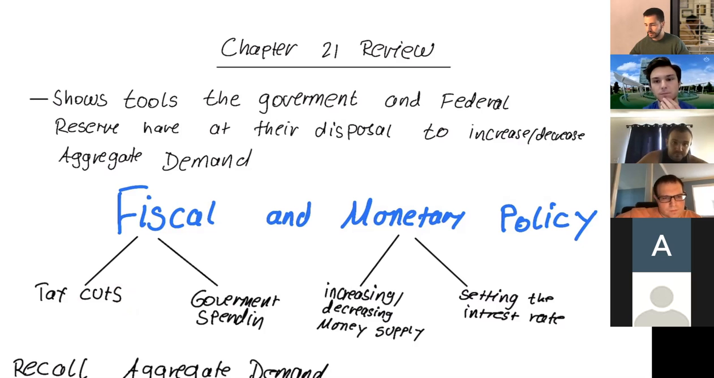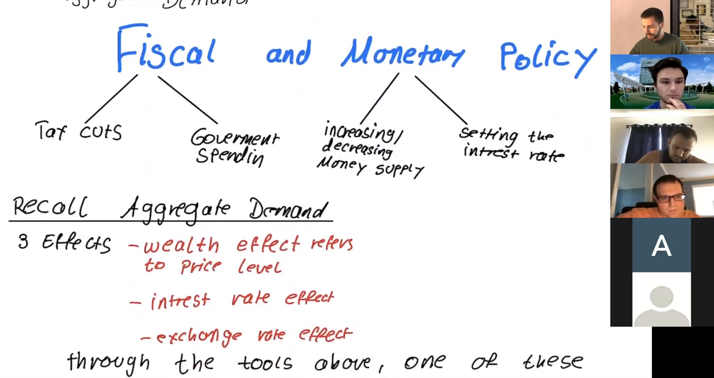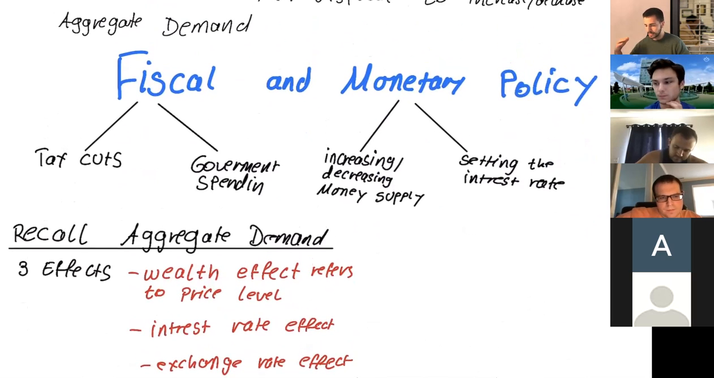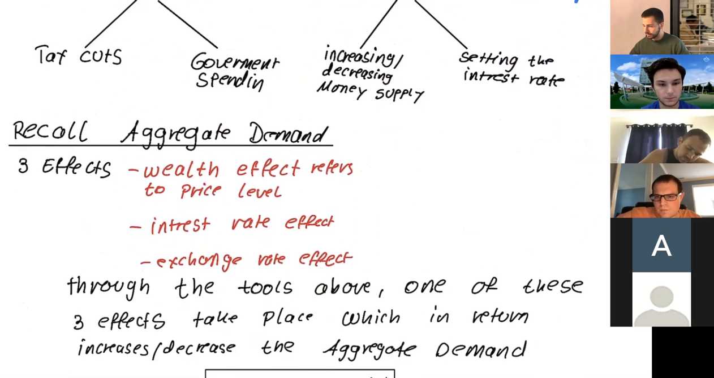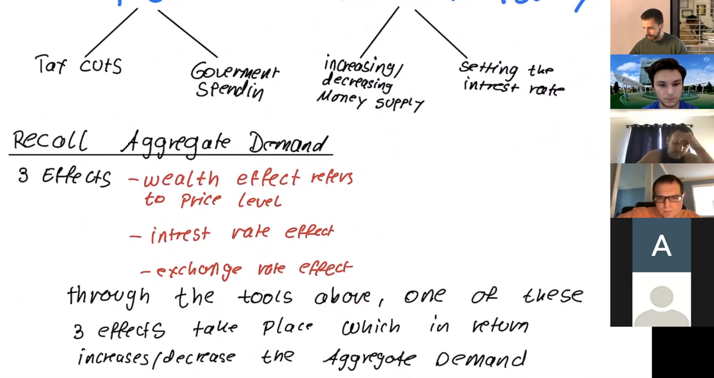So you're just trying to increase aggregate demand. By doing that, it causes the three effects. It causes the wealth effect, which refers to price level. You feel richer. Then there's also the interest rate effect and the exchange rate effect. So basically, through these tools above, one of these three effects take place, which in return increases or decreases the aggregate demand. So that's why it's also important that you understand the previous chapter to understand this chapter, because they definitely build on each other.